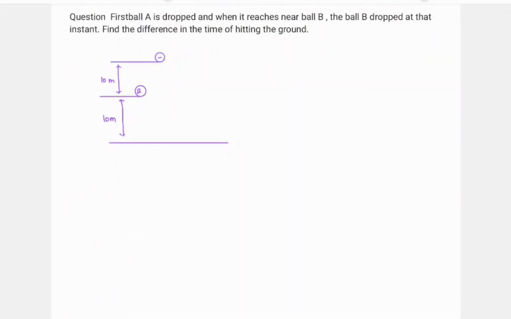Okay, now look at this question. The first ball A is dropped. When it reaches near ball B, the ball B is dropped at that instant. Find the difference in time of hitting the ground. Okay, let's see how to solve this.